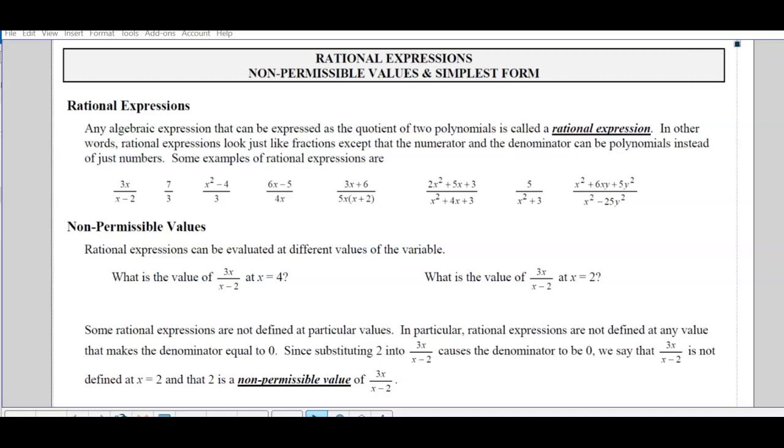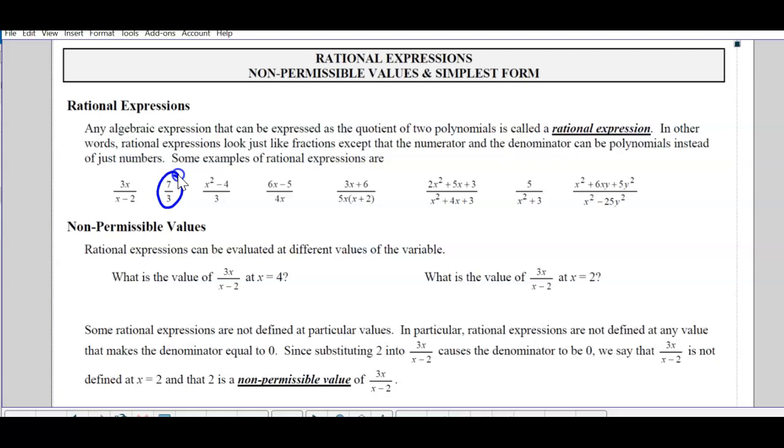Some examples of rational expressions are, so notice how there are just normal fractions, so that's still considered a rational expression, but really we tend to call any fraction that has variables in it a rational expression. But there are some restrictions on that. The numerator and denominator have to be polynomials. So remember the definition of a polynomial.